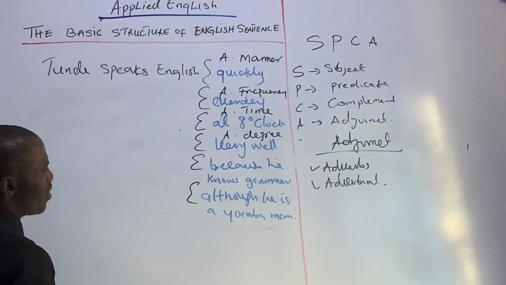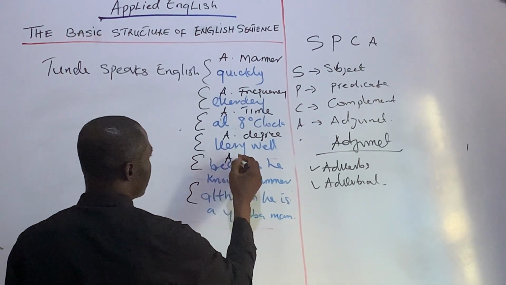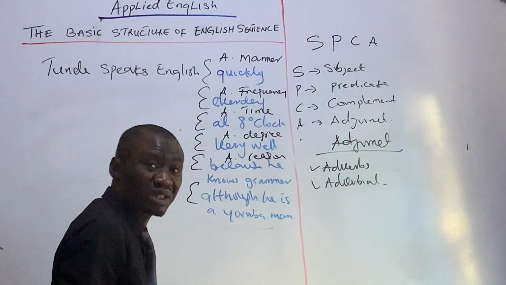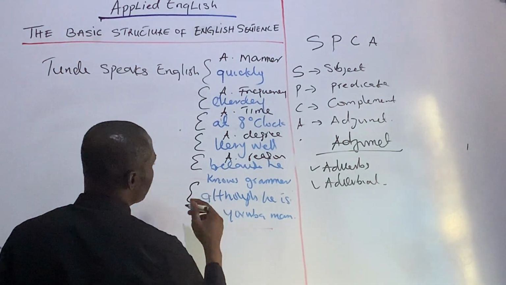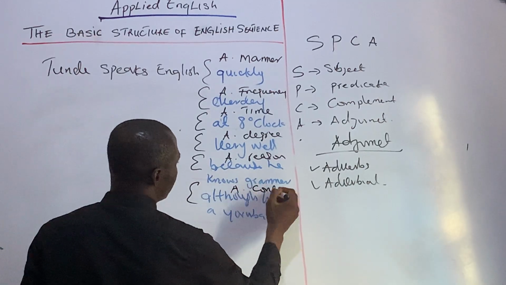Because he knows grammar. What adverb is that? That's an adverb of reason. The reason why he speaks grammar: because he knows grammar. Then the last one is, although he is a Yoruba man. That's an adverb of concession.